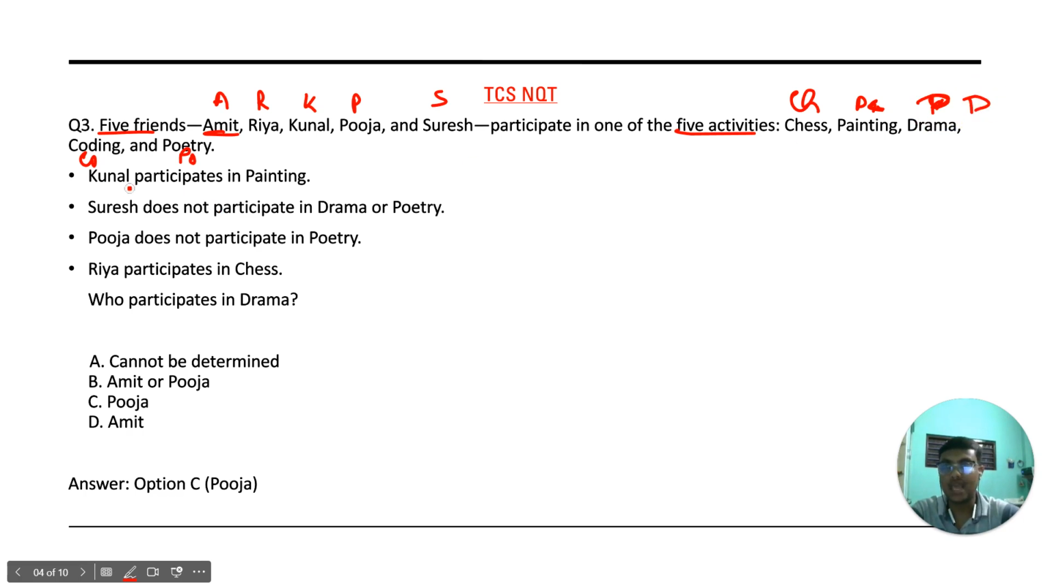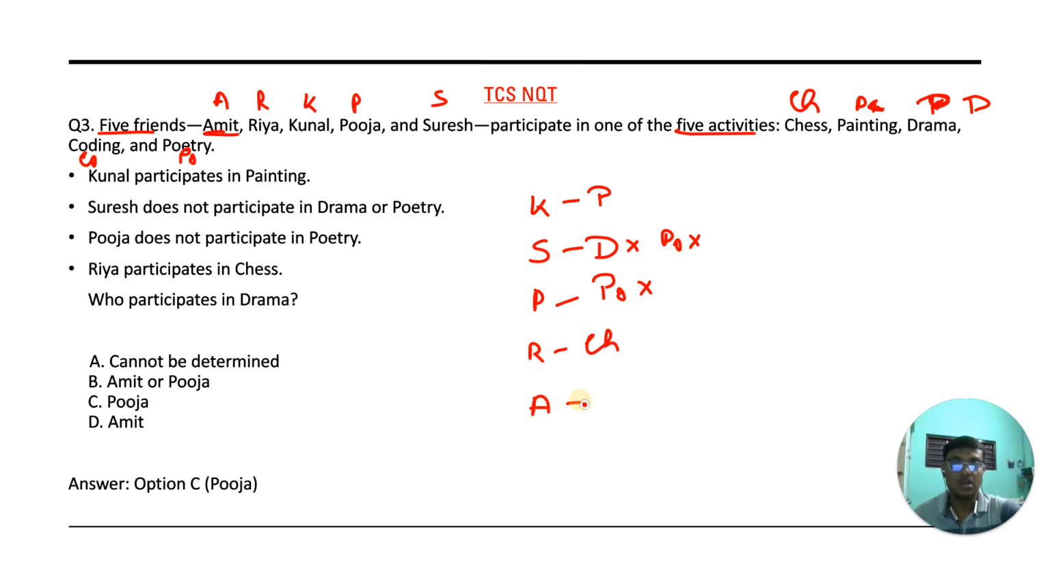Now it says Kunal participates in painting. So Kunal participates in painting. Good. Suresh does not participate in drama or poetry. So Suresh does not participate in drama or poetry. Okay. Pooja does not participate in poetry. Then Riya participates in chess. Okay. And another person, Amit, is left. Nothing is said about Amit.